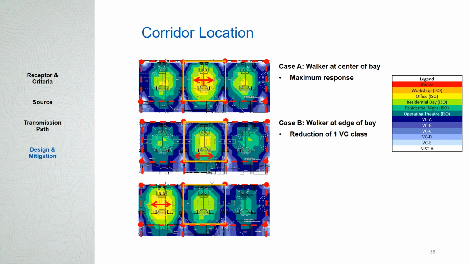Now look at this case, we've got a walker in an adjacent bay. So the person's walking in the adjacent bay, but we're measuring the response in the same bay of concern. Now we're down near residential day. And so that's a reduction of 2 VC classes. So again, this is just showing that having a walker and the receptor in the same bay is obviously your worst case response. The further you can get that walker away from the receptor, the better off you're going to be.